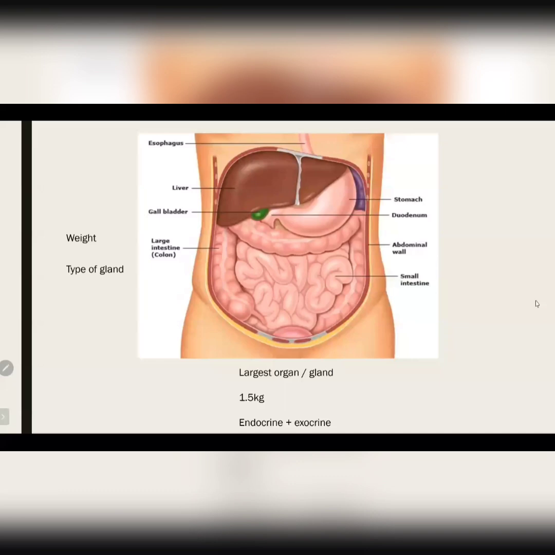And of course, you know from physiology that the liver has a lot of metabolic functions and plays a key role in the digestive system as well as the endocrine system. That's why the name itself, the liver, shows that this organ is vital for life.